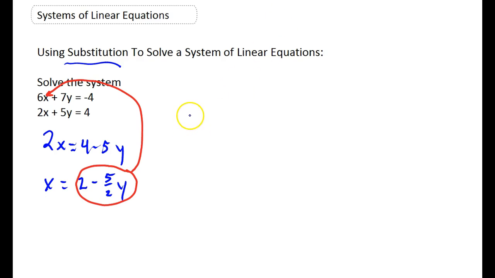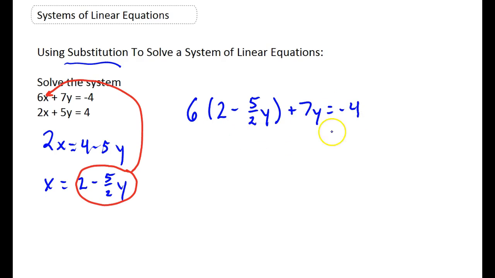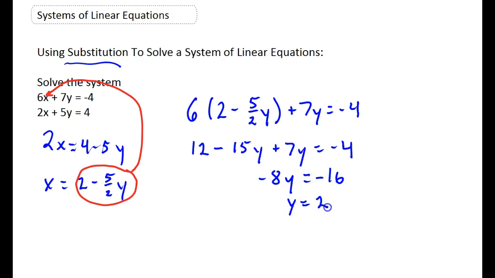So now the other equation becomes 6 times (2 minus 5/2 y) plus 7y equals -4. You'll notice that what's happened now is I have one equation and it's in terms of one variable, in this case y. I'm going to distribute the 6. Okay, 2 goes into 6 3 times, 5 times 3 is 15, so minus 15y plus 7y equals -4. Okay, minus 15y plus 7y is -8y. And let's subtract 12 from both sides. I'm going to get -16, so y equals +2.